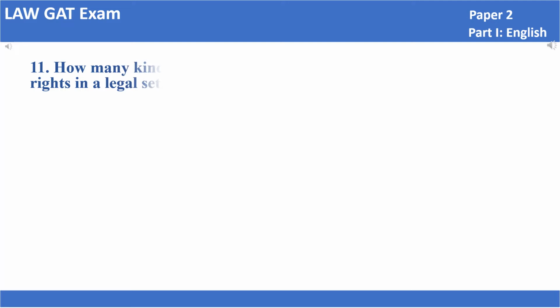How many kinds of legal rights are there in a legal setup? Is it option A, 4, option B, 6, option C, 8, or option D, 9? The correct answer is option A, 4.